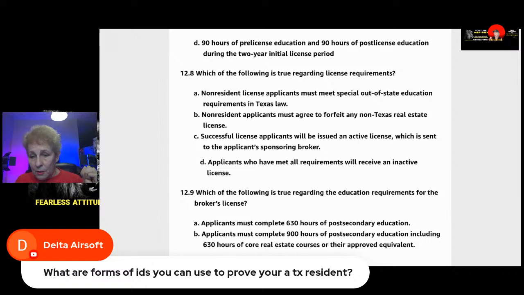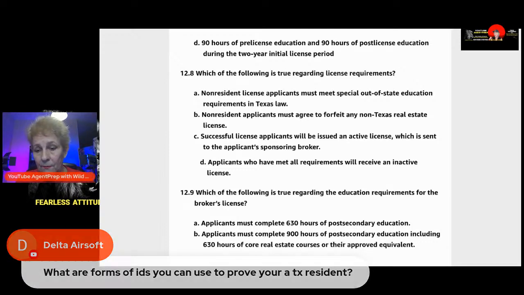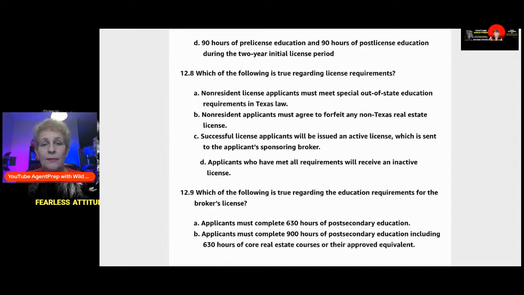What are forms of IDs you can use to prove you're a Texas resident? You can use a driver's license, a Texas ID. You can use, I think, a passport that has a Texas address. So it has to identify your Texas address. If it is not a driver's license, then a Texas ID could be a veteran's ID that has your address here in Texas.